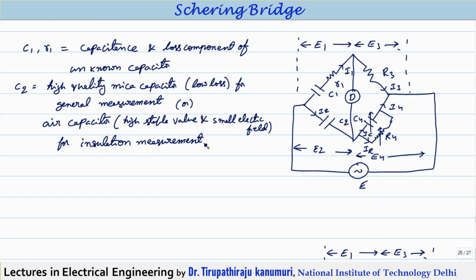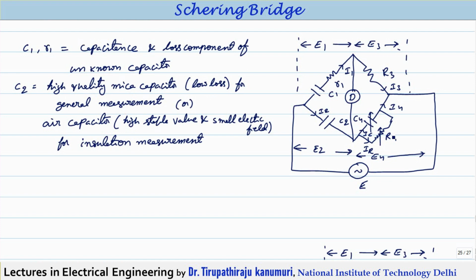Whenever you are measuring the capacitance of insulation, like the capacitance of bushings or of insulating oil, we prefer the air capacitor because it has a highly stable value and a small electric field. And for normal measurements we always go for the mica capacitor because it has a low loss factor. I hope it is clear to you. There will be one variable capacitor C4 which is connected in parallel with the variable resistor R4.